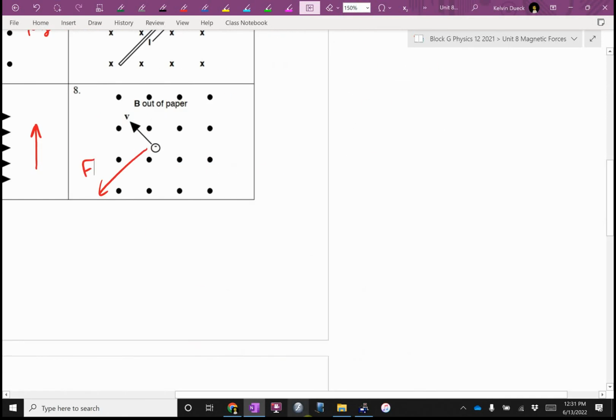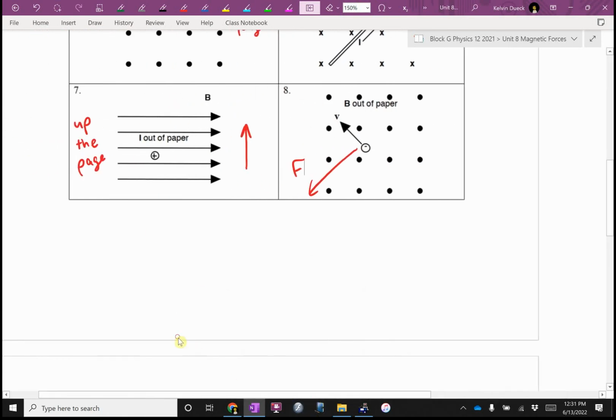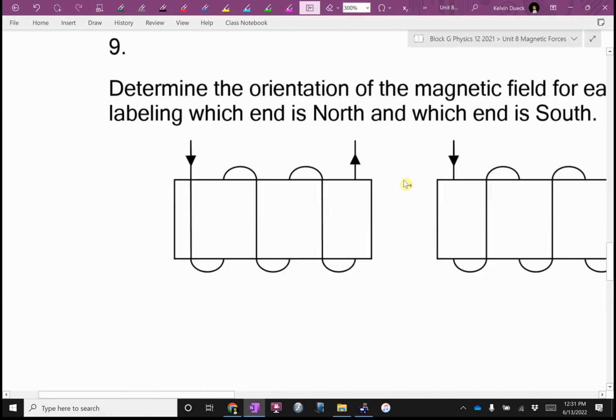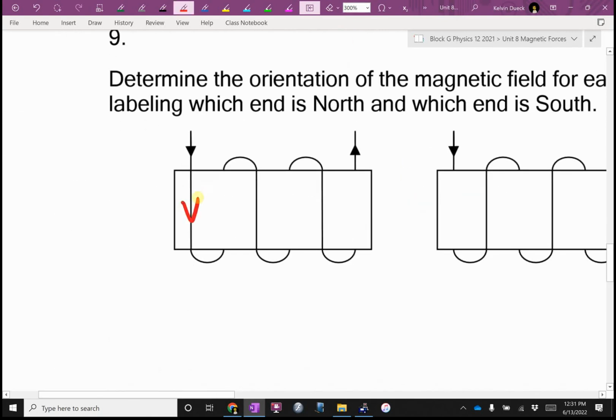Oh, now we have the solenoid rule. So the solenoid rule, I have to imagine that I'm holding the solenoid in my hand here. I'm going to zoom in again. I'm going to label the current. Looks like the current goes this way, this way. So I hold the solenoid in my hand. I curl my fingers in the direction of the current. And Danica, you are correct.